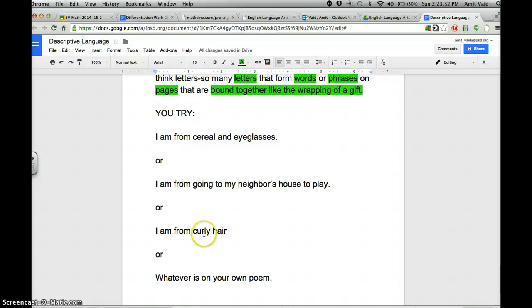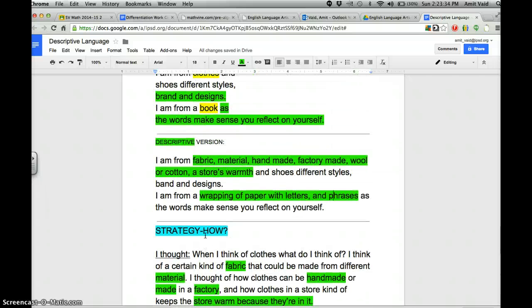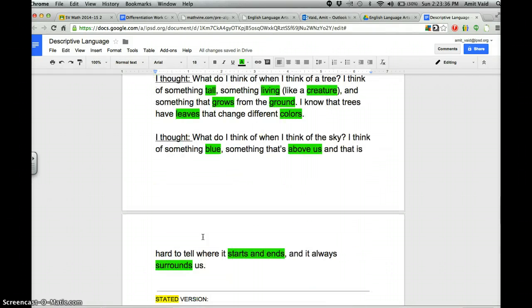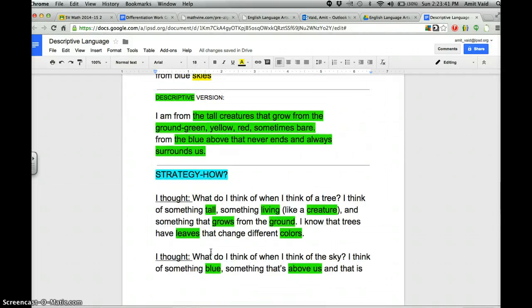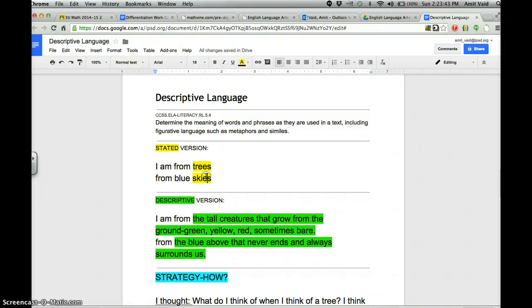And again, the strategy is this. The way you convert just regularly stated words like clothes and book, or regularly just told words like trees and skies, to more descriptive language is by thinking to yourself, what do I think of when I think of these words?